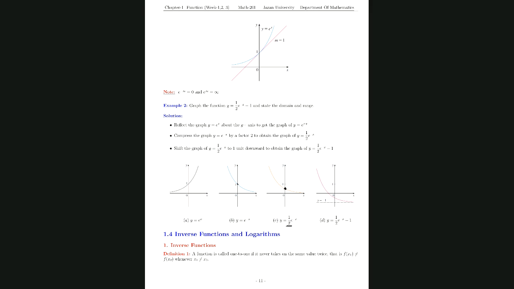So e power minus x, and darb nus, it comes down from here to half. Remember this is called compression, compress vertically. So this one is 1 by 2 e power minus x. Okay. And after that, see in the minus 1. So minus 1, does the graph go up or down? Down. The point goes 1 down.